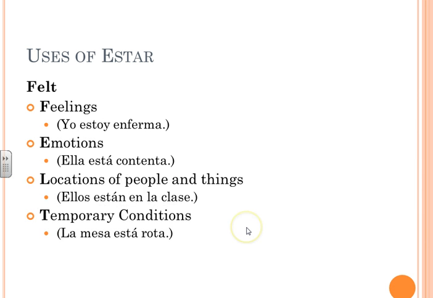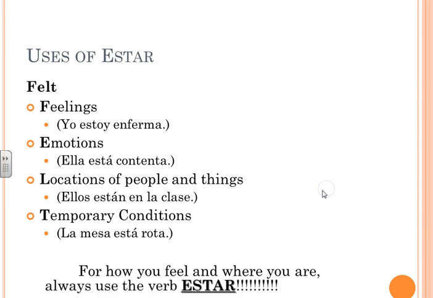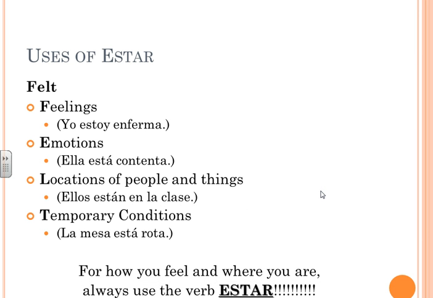And T is for temporary conditions. La mesa está rota. So the table is broken. That's something that we can fix, something that can change. So again, temporary conditions. And finally, the most important thing is for how you feel and where you are, always use the verb estar. If you remember this poem, pretty much everything else is going to be ser. Okay?